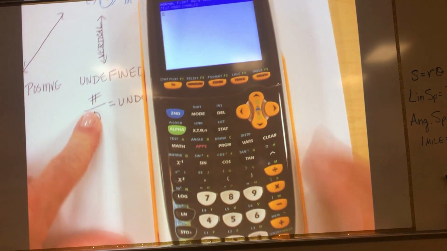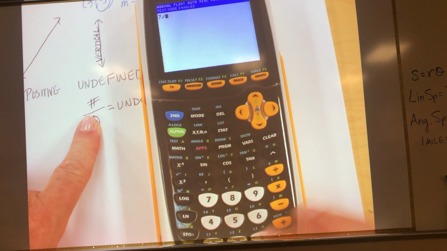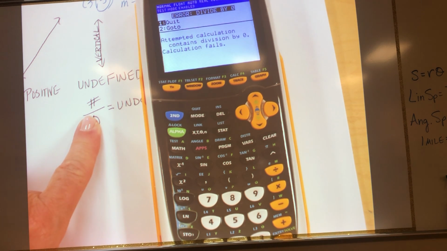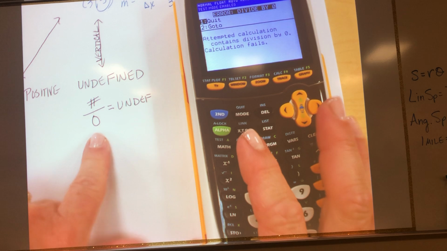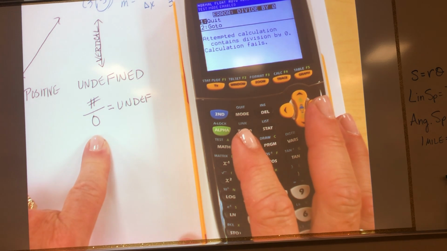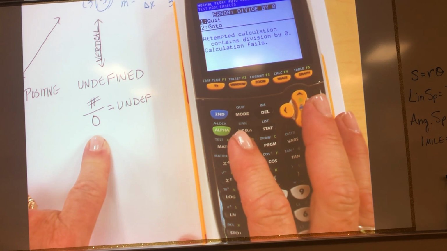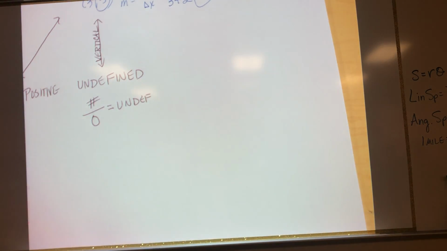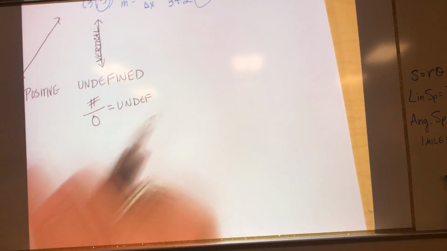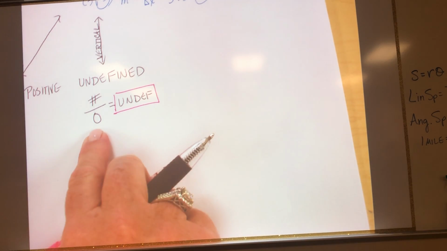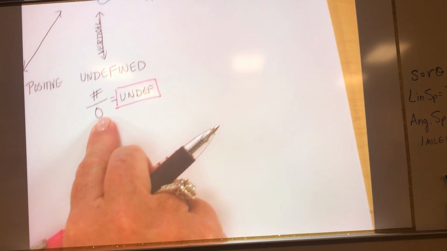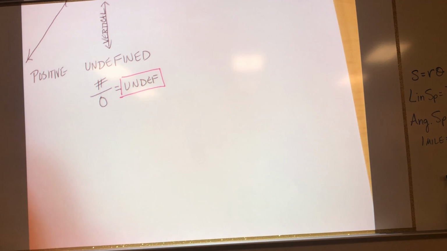Tell me a number. 7. 7 divided by 0. Y'all, it's undefined. Why? Because division by 0 is not defined. Okay? Division by 0 is not defined. So this is undefined. This is what you have to write. If you write something over 0, I will mark it wrong. Do you think I'm going to test you on that? Yes. Oh, yes, I will.